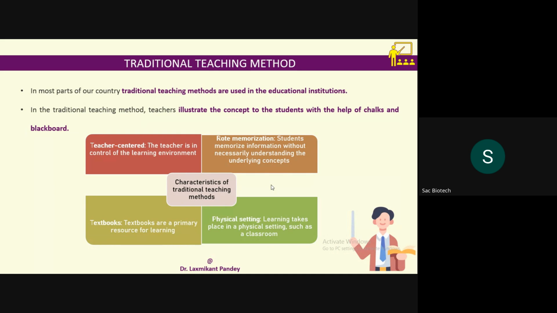Second thing is the physical setting, because traditional teaching takes place in a physical setting such as a classroom. Classroom is a must if we talk about traditional teaching methods, because it's a physical way of teaching. And then rote memorization: students memorize information without necessarily understanding the underlying concept. So this is one of the characteristic features of the traditional teaching methods. Please change.